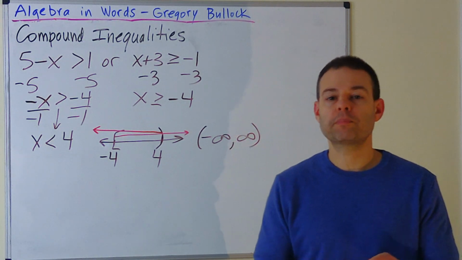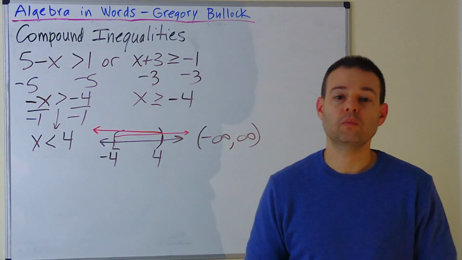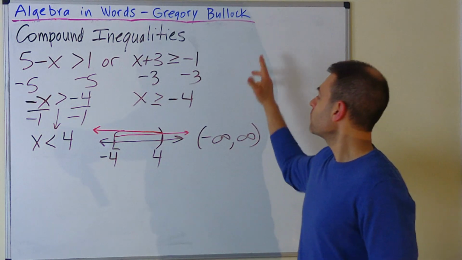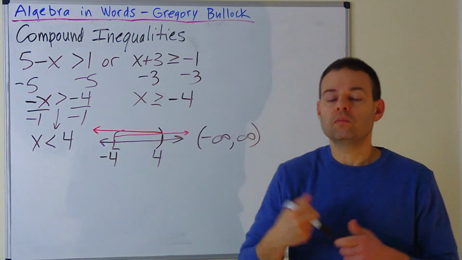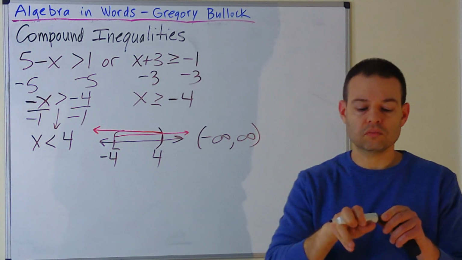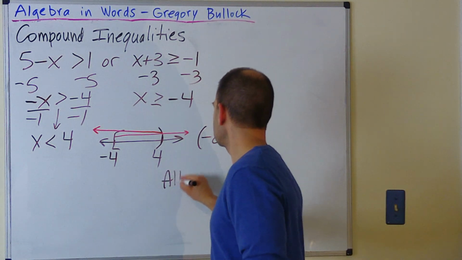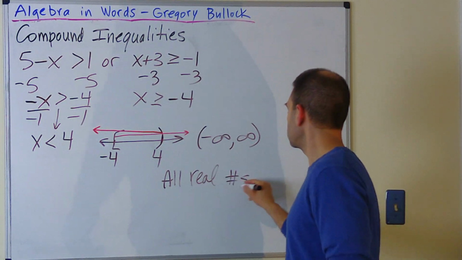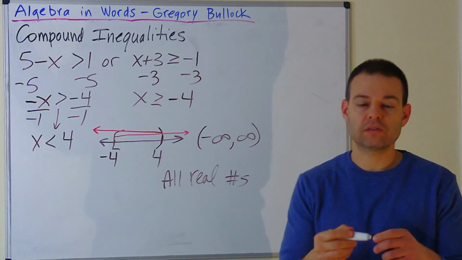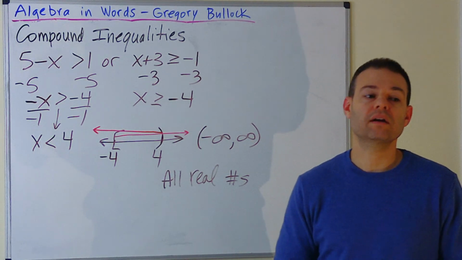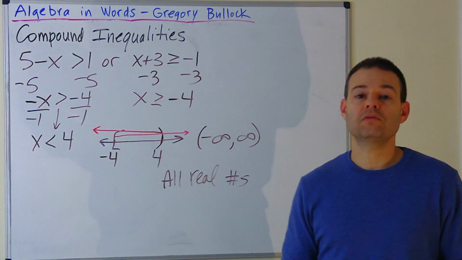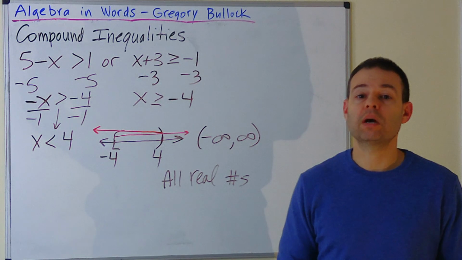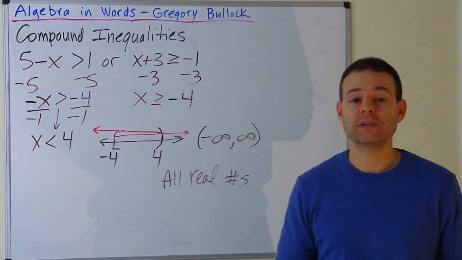Negative infinity with a parenthesis, comma, positive infinity with a parenthesis. But if we were to write it in, say, a consolidated form, you can also write all real numbers. And that's a satisfactory way to report the answer in a case like this, where all the possible values of x using or union would be all the possible numbers from negative infinity to positive infinity.